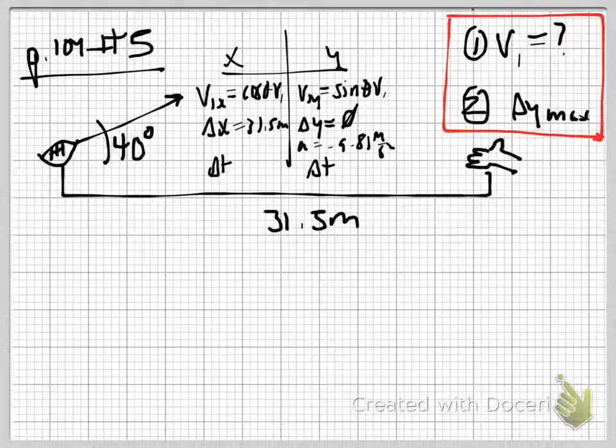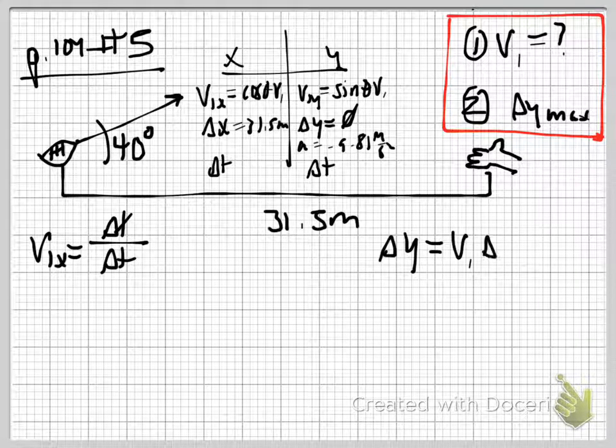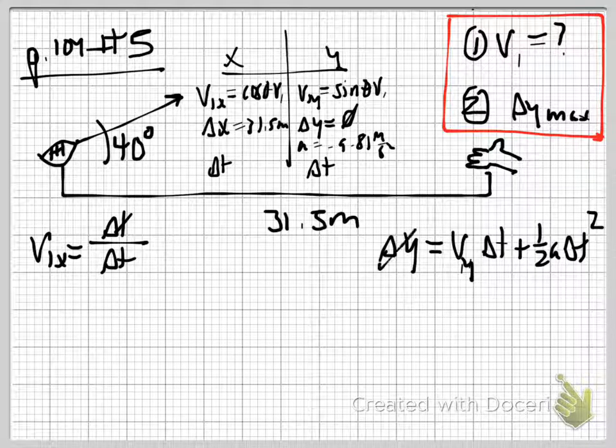So for that first problem, what VI is needed? Let's start off with VIX equals delta x over delta t, and over here delta y equals VIY delta t plus 1/2 a delta t squared. Okay, so there's one thing we can do immediately which makes life a little easier. And this is VIY, of course. That's 0.